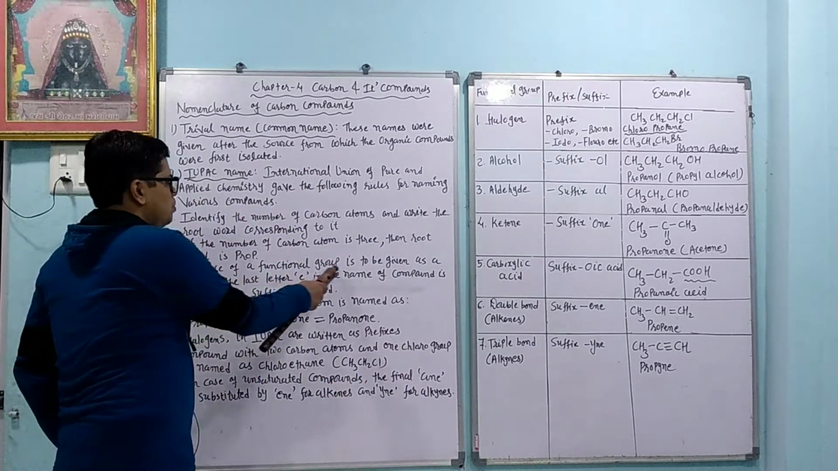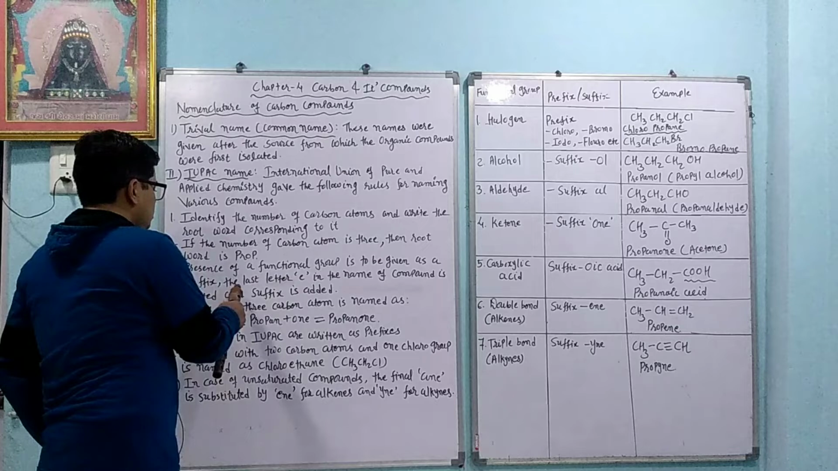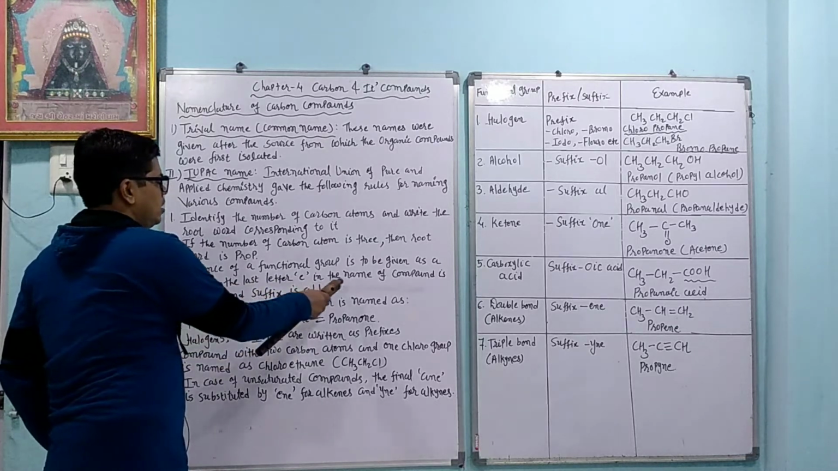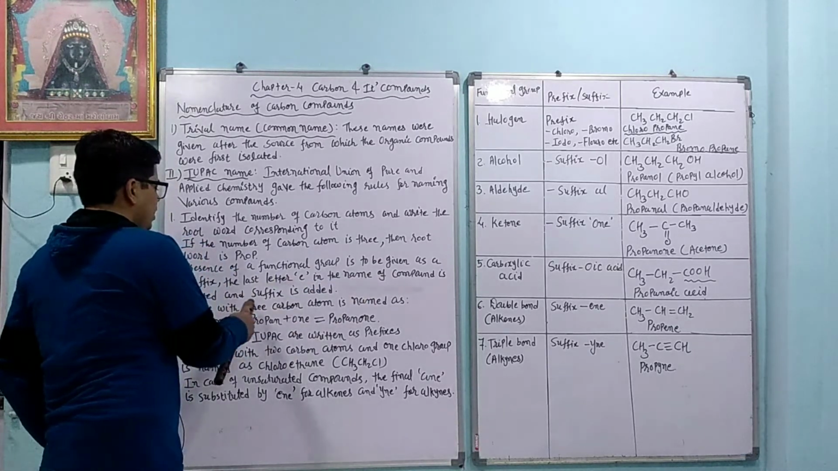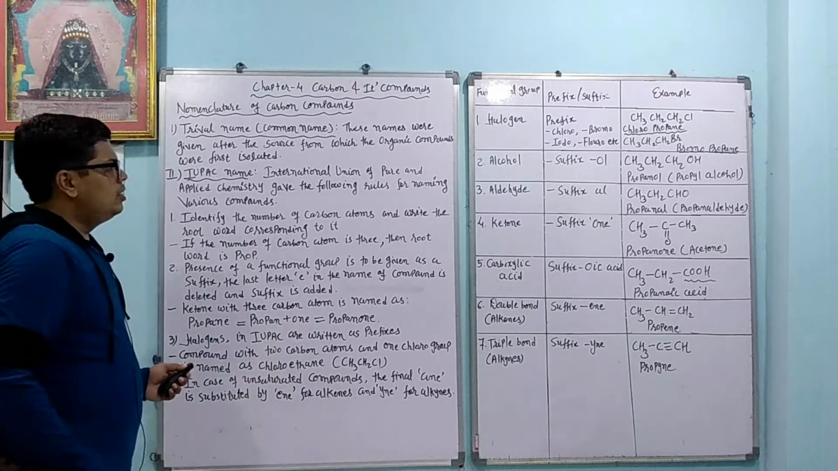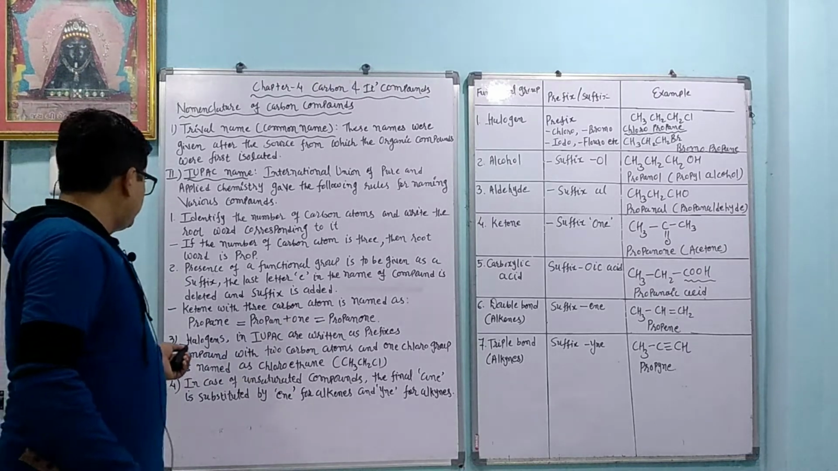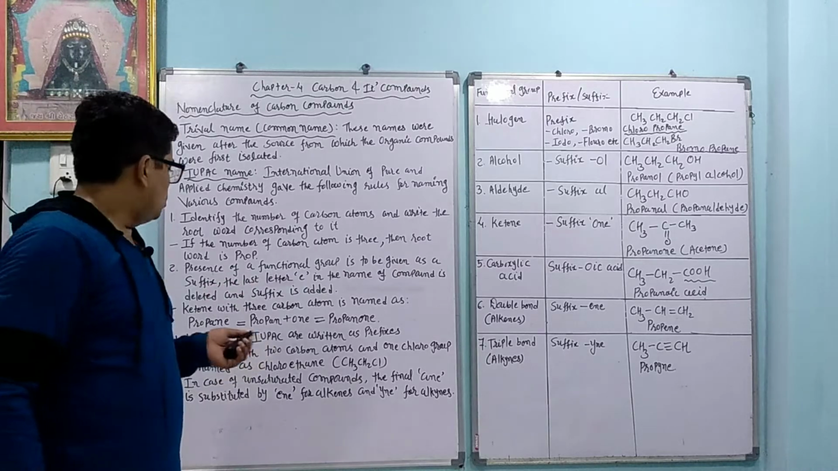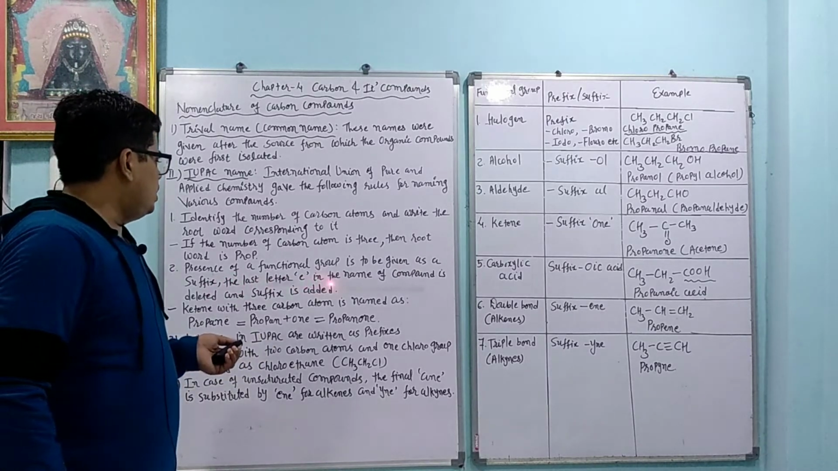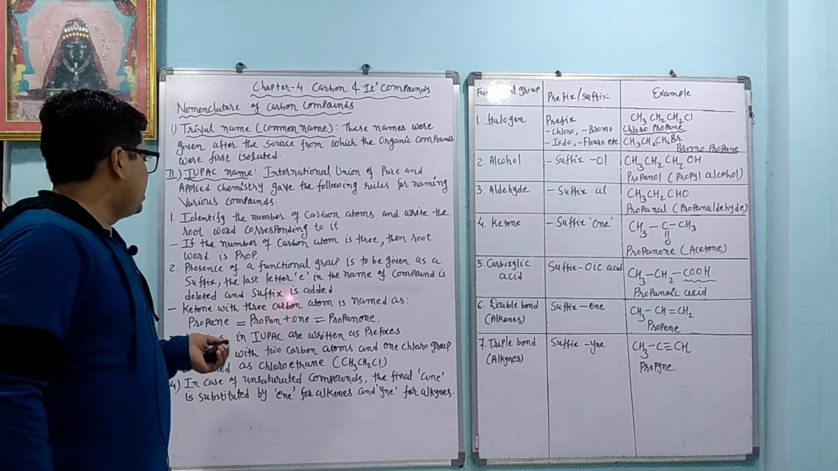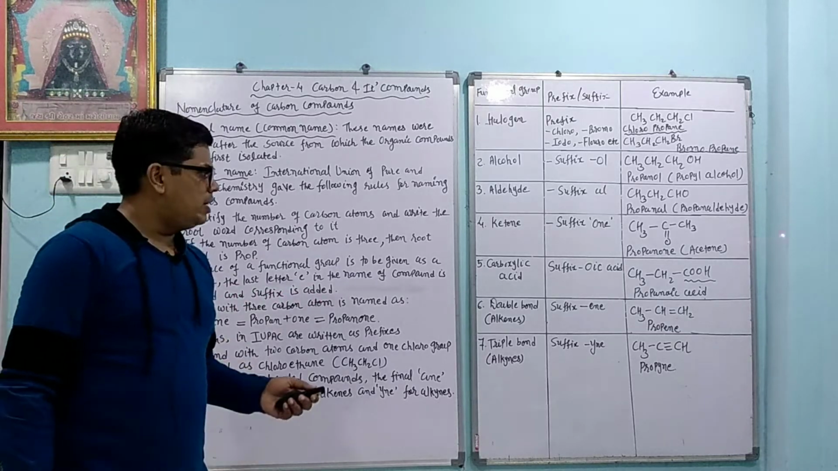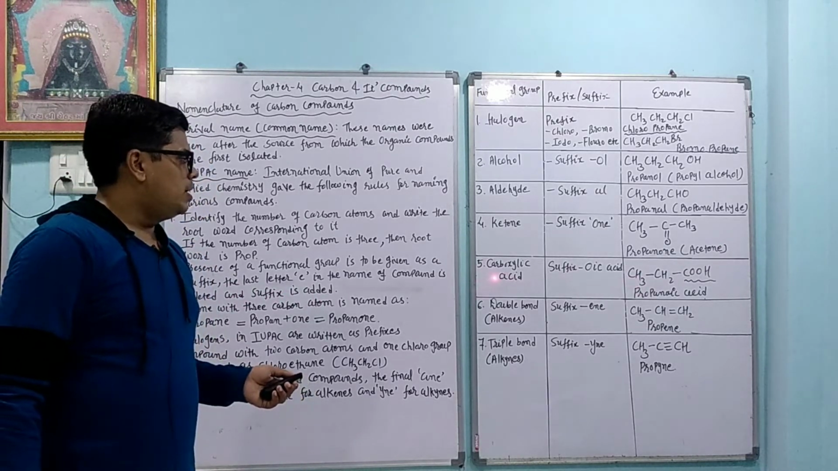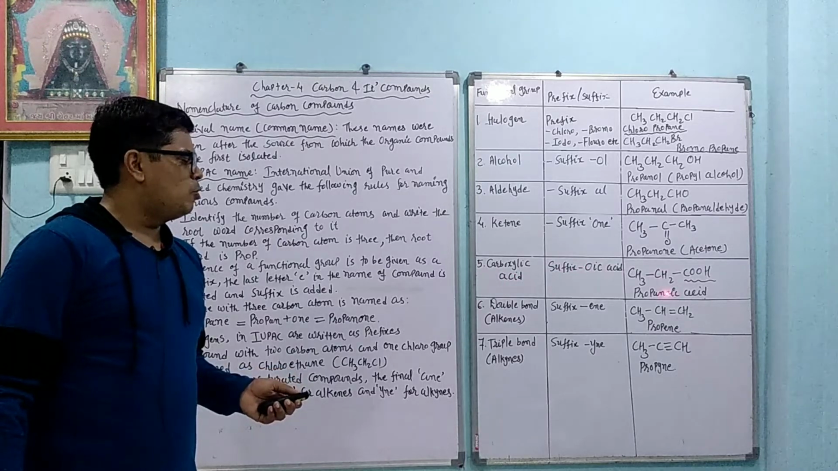The presence of a functional group is to be given as a suffix. The last letter E in the name of the compound is deleted and the suffix is added. So the first thing we have to remember is that the presence of a functional group is to be given as a suffix, and the last letter E in the name of the compound is deleted and the suffix is added. Like, we take one example here. We take the example of carboxylic acid, or propanoic acid.